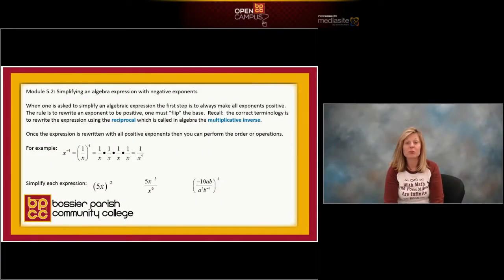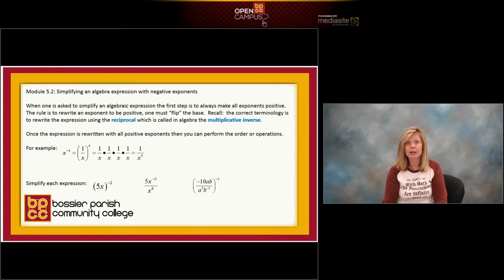All right, we're in Module 5.2, and now we're going to work with negative exponents with algebraic expressions. And the rule doesn't change. In algebra, when we say to simplify, one of the most important things to understand is no answer should ever be given with a negative exponent. When you're asked to simplify an algebra expression, your answer should always be written with a positive exponent.